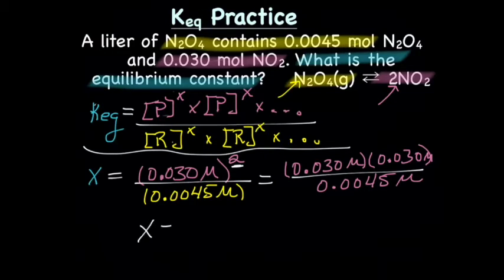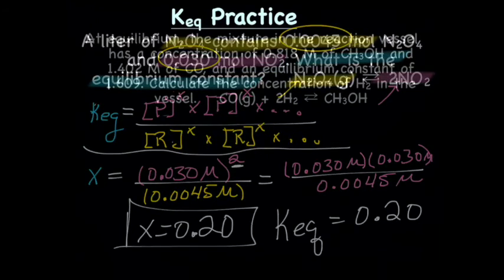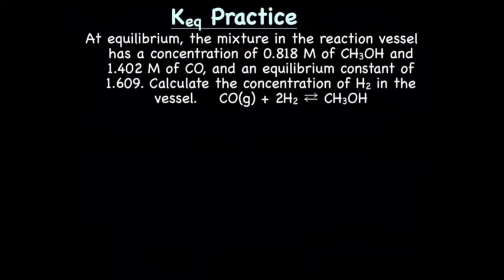And that gave me 0.2. However, we need to go back and identify sig figs. And this guy has 2 sig figs, and this guy has 2 sig figs, so our answer needs to have 2 sig figs. So we need to put a 0 there. So the equilibrium constant for this particular reaction is 0.20. Okay, not too bad. Okay, let's try one more.